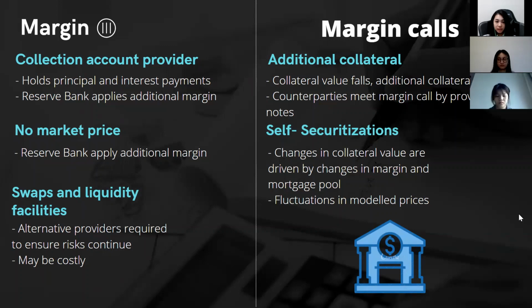For self-securitizations, changes in collateral value are generally driven by changes in the margin and the mortgage pool. Changes in margin may arise due to changes in the collection account balance. Changes in the mortgage pool may arise due to principal payments from borrowers. Fluctuation in model price can also have an impact on the value of collateral. Although in the short term, this is not the case, as model prices have been frozen for eligible self-securitizations until early 2023.